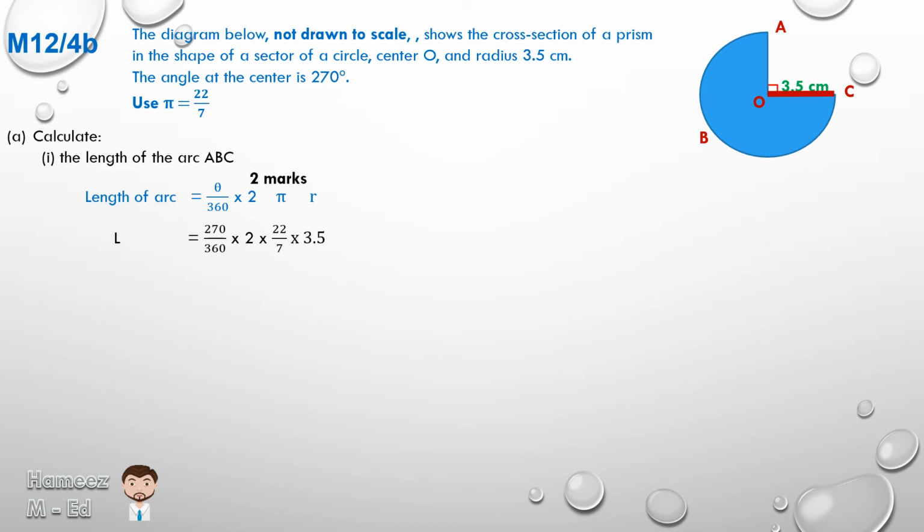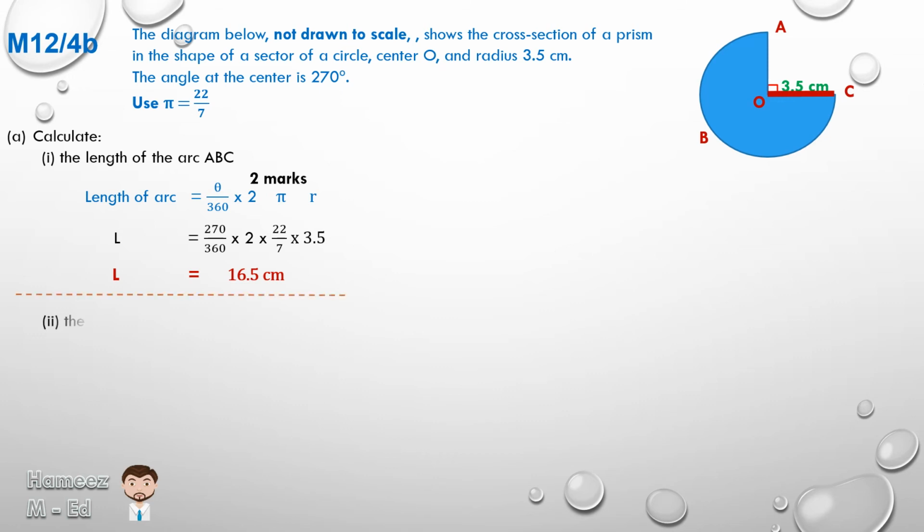If you're getting problems with the calculators, multiply the whole numerator, get an answer, multiply the whole denominator, get an answer, and divide them. Or let's work it out as is. From 270 and 360, 0 cancels 0, 9 into 27, 3, 9 into 36, 4. 2 into 2, 1, 2 into 7, 3.5, 3.5 into 3.5, 1, 3.5 into 3.5, 1, 3 times 22 is 66, 66 divided by 4 is 16.5 centimeters. So that's the length of the arc.